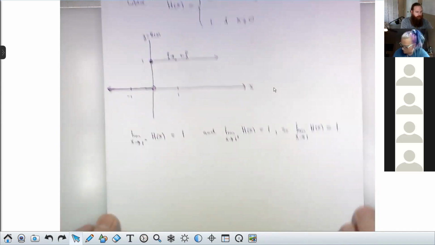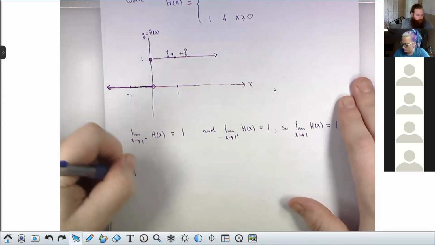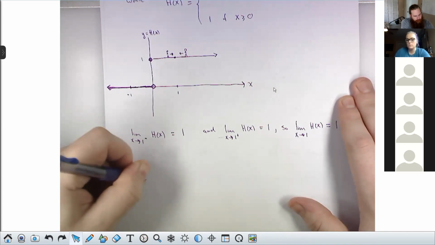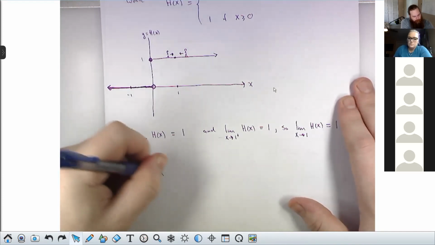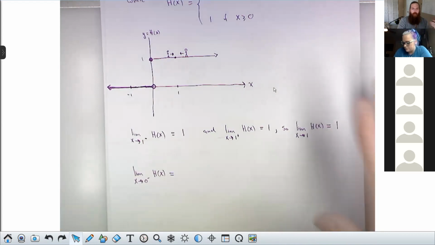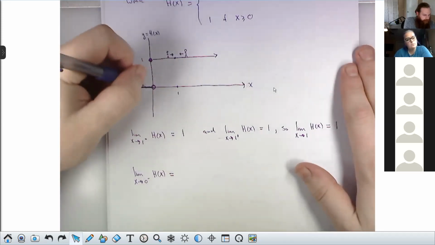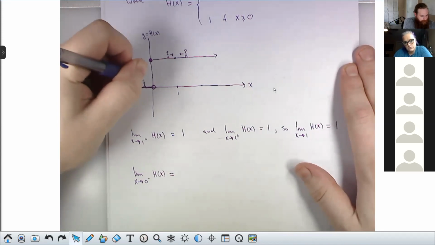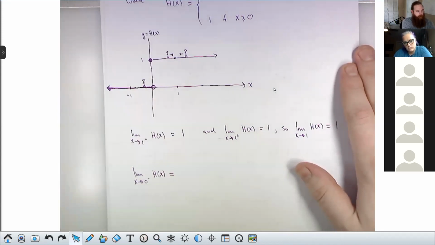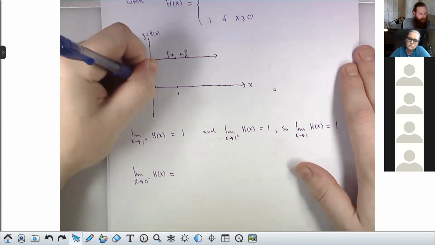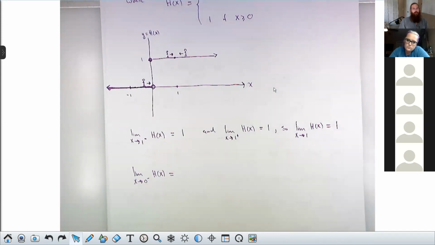Let's look at 0 next. 0 is a little bit interesting. You'll start seeing that there's connections between the idea of continuity and this idea of limits. Imagine I'm a little guy on the graph just to the left of 0. That means I'm over here. If I start walking towards x equals 0, like this, what are my y values getting closer and closer to? 0. Yeah, they're always 0, right? Right here it's 0, right here it's 0.